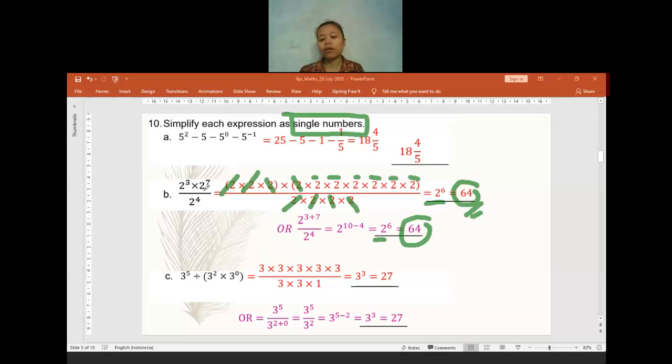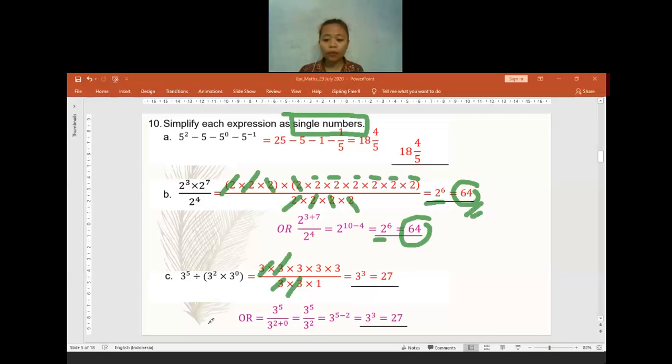Now for question C, I explain everything first. 3 to the power of 5, there are 5 numbers of 3. 3 to the power of 2 means there are 2 numbers of 3. 3 to the power of 0 will be equal to 1. So later we can do cancelling out, cancelling again. So the leftover will be only 3 numbers of 3, which is equal to 3 to the power of 3, or equal to 27.